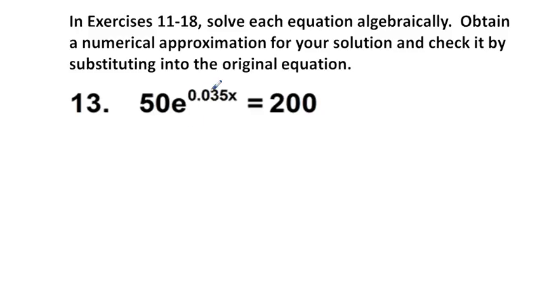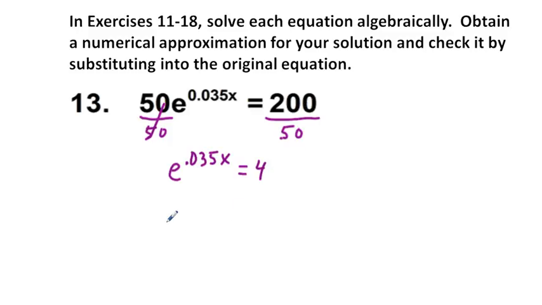Next on our problem, which is 13, we have 50e to the 0.035x equals 200. We're going to divide both sides of this equation by 50. And then 50 over 50 cancel on the left side. So we have e to the power of 0.035x. And on the right side, we have 200 divided by 50, which is 4.